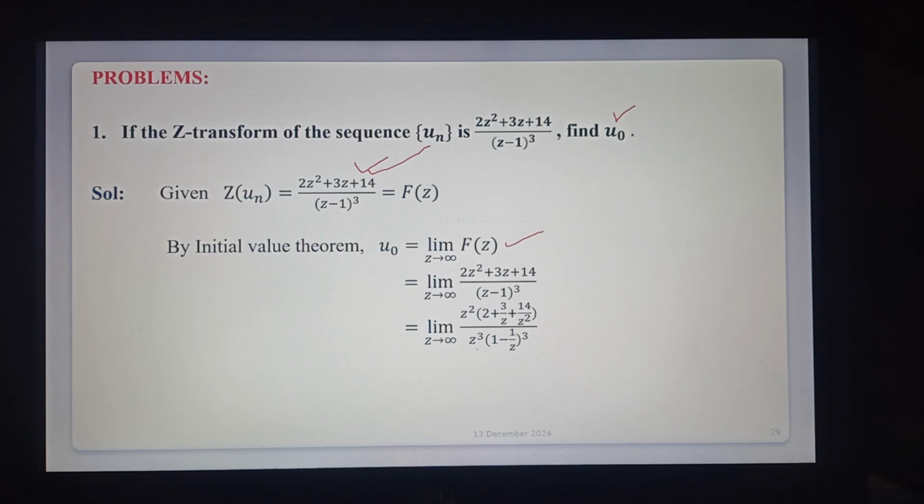That is equal to, after cancellation, 0, because z square by z cube is 1 by z. 1 by z means 1 by infinity, which is 0. 0 into something is 0. So u naught is equal to 0. Okay.